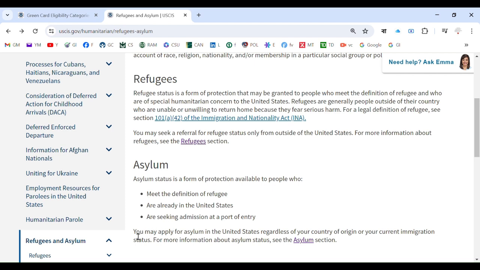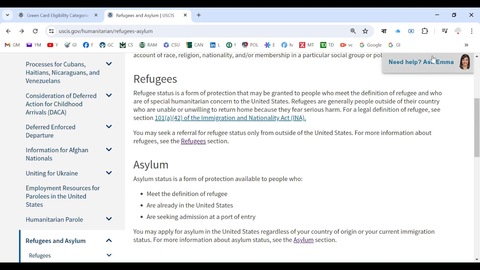Most importantly, who can apply for asylum status? You may apply for asylum status in the United States regardless of your country of origin. No matter where you are from, it doesn't matter whether it is an enemy country or a friend country to the USA, you can apply, regardless of your current immigration status. Whatever your immigration status is, that doesn't matter. You can apply from any country of the world, but you have to be in the United States already. Okay, so this is what USCIS means by refugee and asylum.